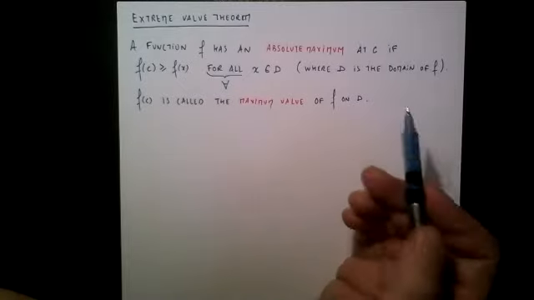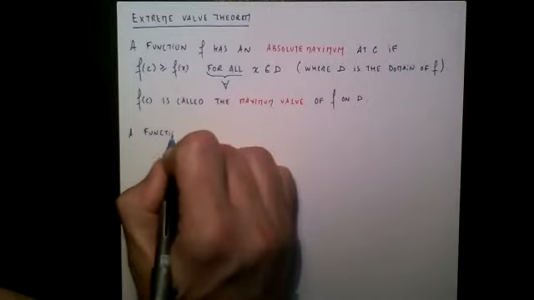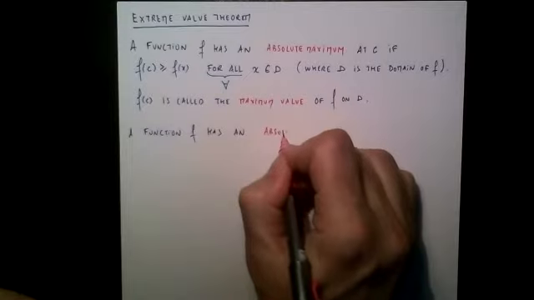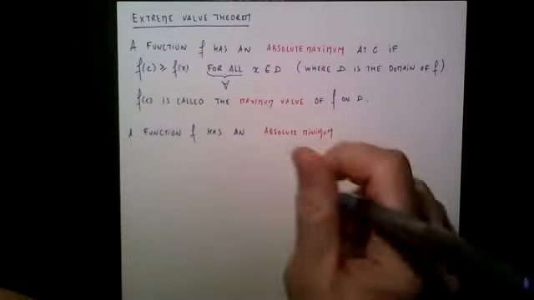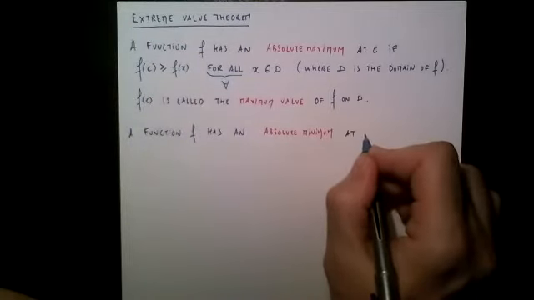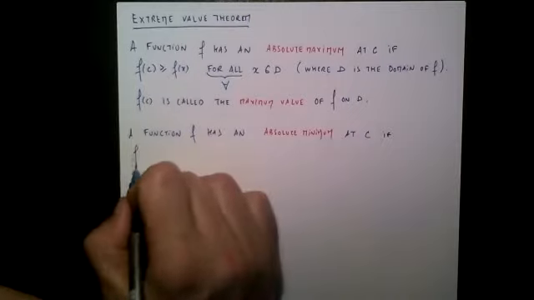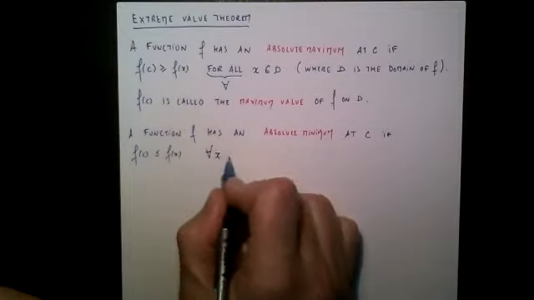Let's do the same definition now for the absolute minimum. Okay, so a function f has an absolute minimum at c if, can you tell me, what can I write here? What should I write? Smaller or equal? Yeah, so if f of c is smaller than or equal to f of x for all x in the domain.